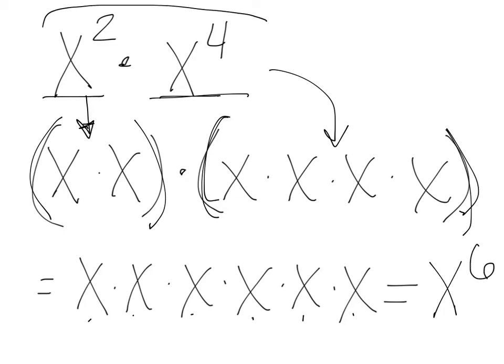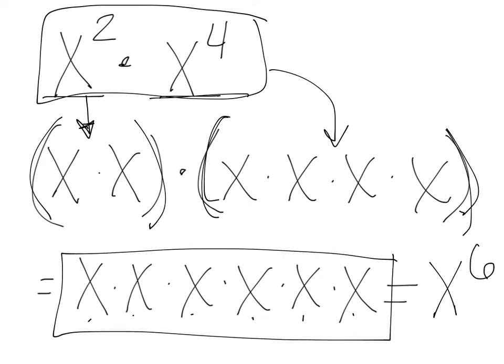So the product rule gives us a kind of a shortcut instead of having to write out all the x's in a row and then count them up. Right? That's how it works.